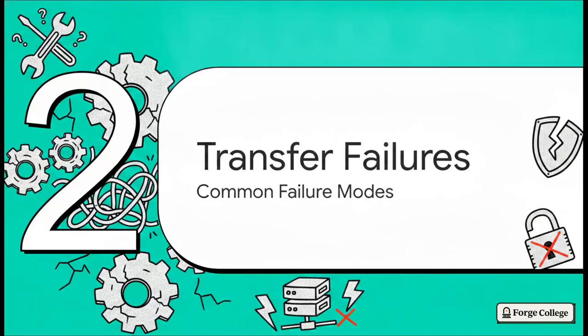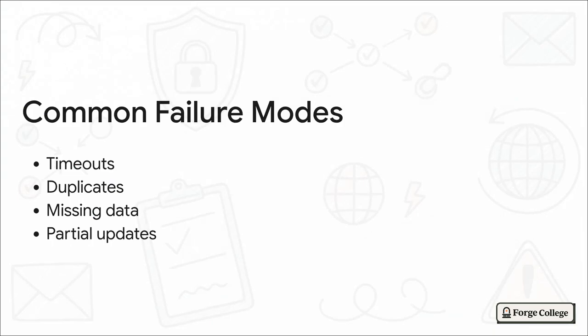Section 2. Common transfer failure modes. Now, before we can build up our defenses, we actually need to know what we're defending against, right? So, let's put on our troubleshooting hats. Here are the 4 horsemen of transfer failures. This is exactly where the machinery usually breaks down in production.